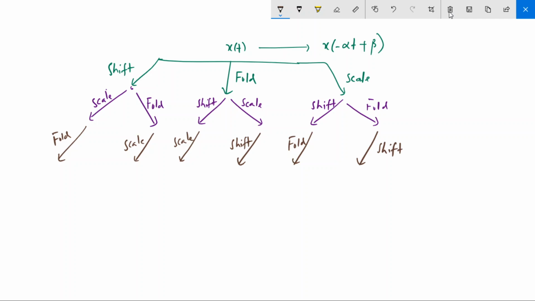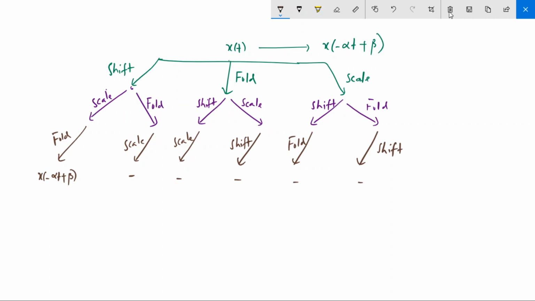Now I will show you that in this case, each of my output will be nothing but x of minus alpha t plus beta, everywhere. So there is no restriction. Whether you apply first fold or shift or scale, you can do anyway. But then you have to see in between. In some cases you may have to shift right, in one case you may have to shift left. That thing you have to keep in mind. Okay, and we will see in this tree structure how we achieve that.